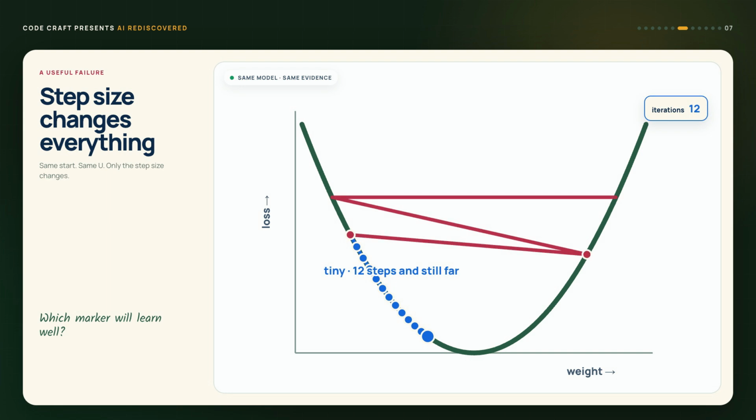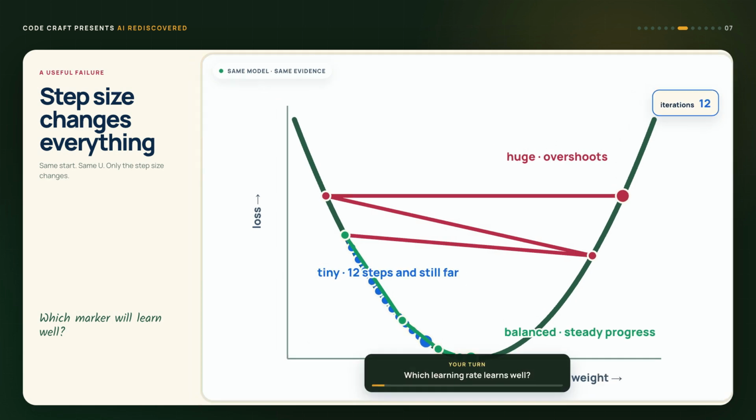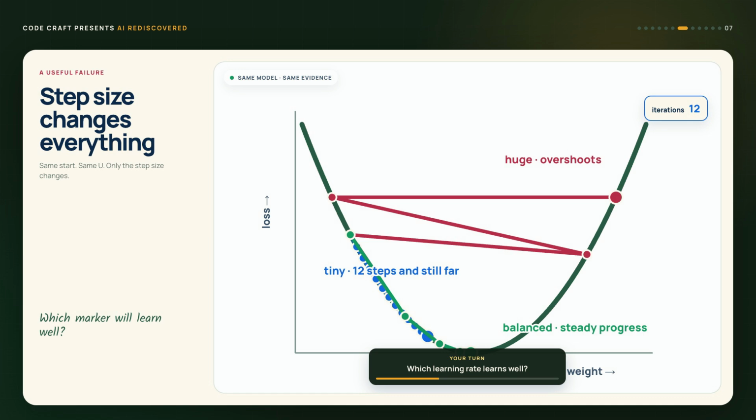Next, use a huge learning rate. The marker jumps across the minimum, lands on the other side of the same curve, then jumps back even farther. It oscillates and can escape. Finally, use a balanced learning rate. It does not magically reach the bottom in one shot. It takes several controlled steps with lower loss after each one. Pause and choose which path learns well.